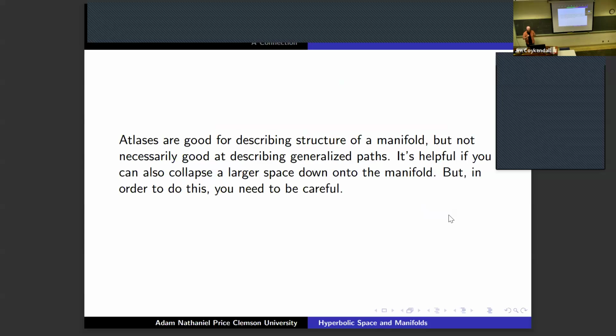Now, atlases are good at describing structures on a manifold, but not necessarily good at describing generalized maps. Did you have a question? Well, no, just learning something new.